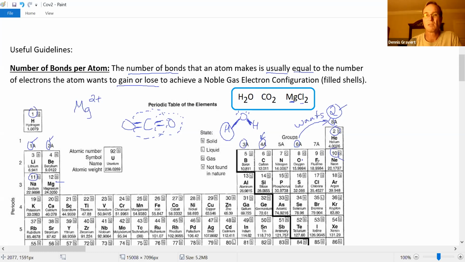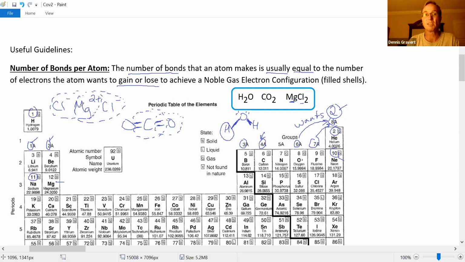Chlorine, however, wants to gain 1 electron. It's in column 7. It wants 8, so it needs 1 more electron. It's going to make 1 bond. So each chlorine wants 1 bond, so it's going to make 1 ionic bond if you're focused on the chlorine. Chlorine wants to make 1 ionic bond to magnesium. The other chlorine wants to bond once, 1 bond.